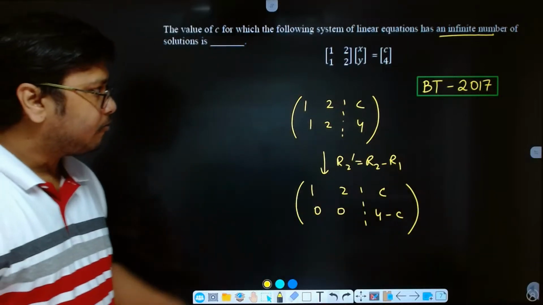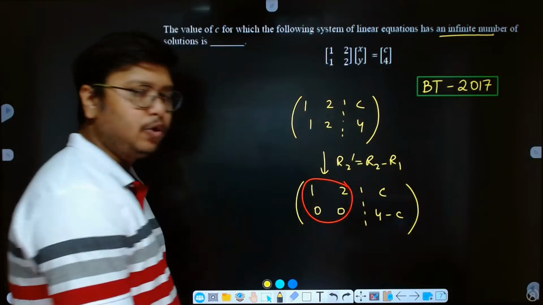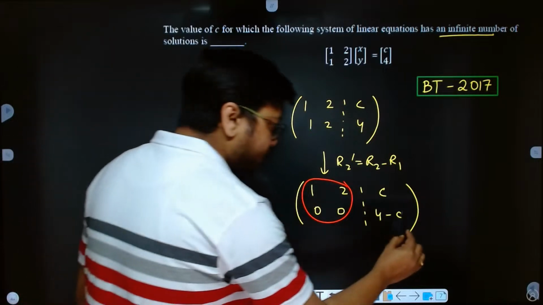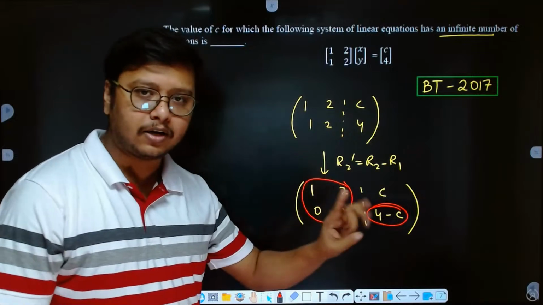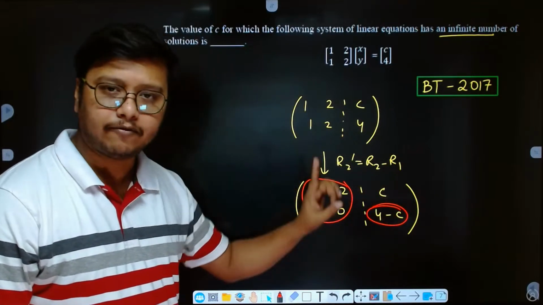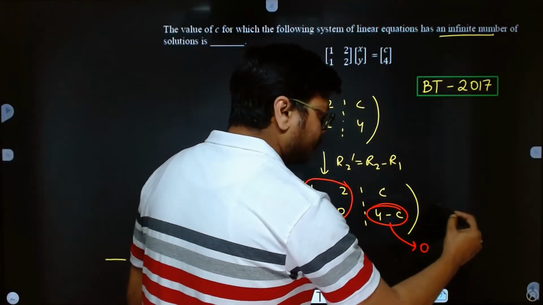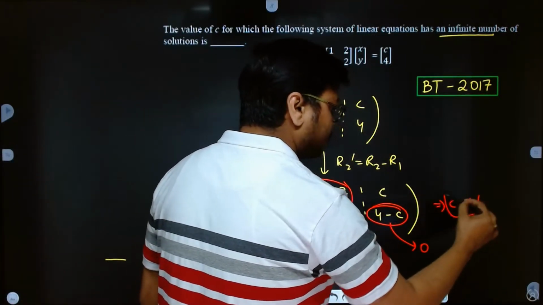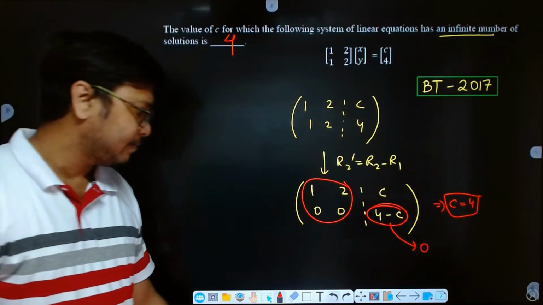Right. So now for an infinite number of solutions, here I can see the rank of A has become 1. So for the augmented part, the rank will be 1 if this position is again 0. For this position to be 0, we should have C equals 4. So my answer becomes 4. Right? Simple question.